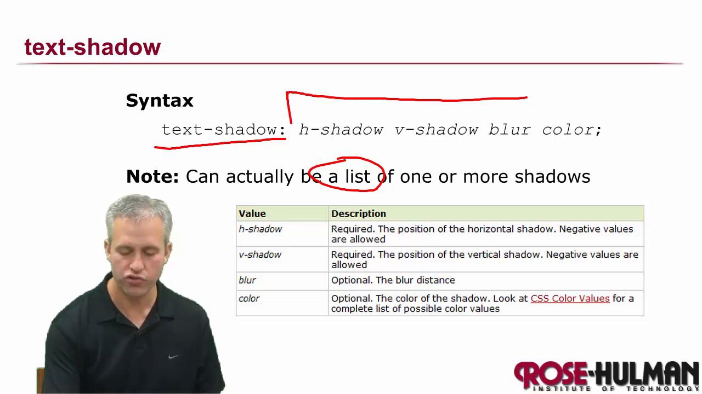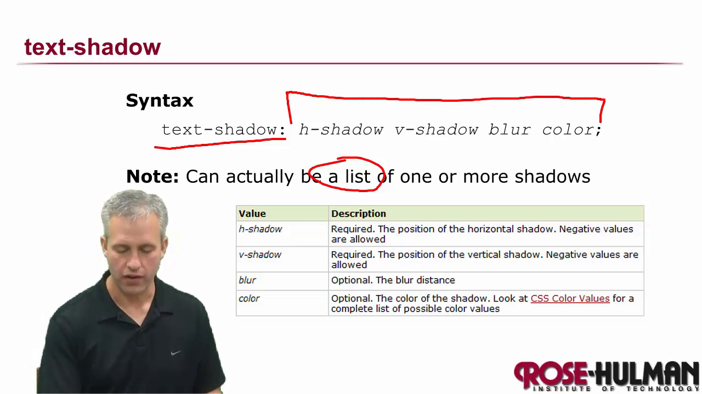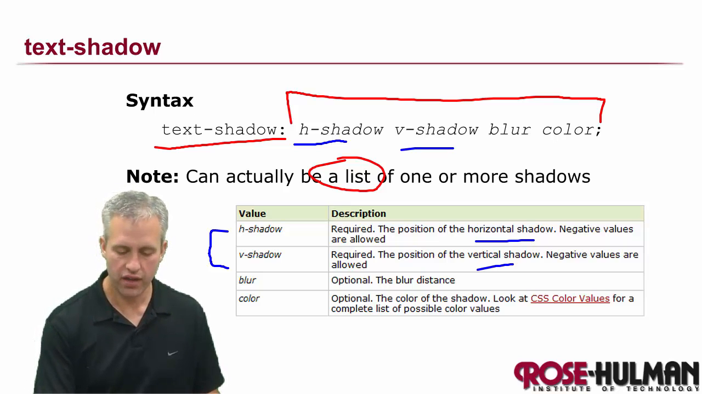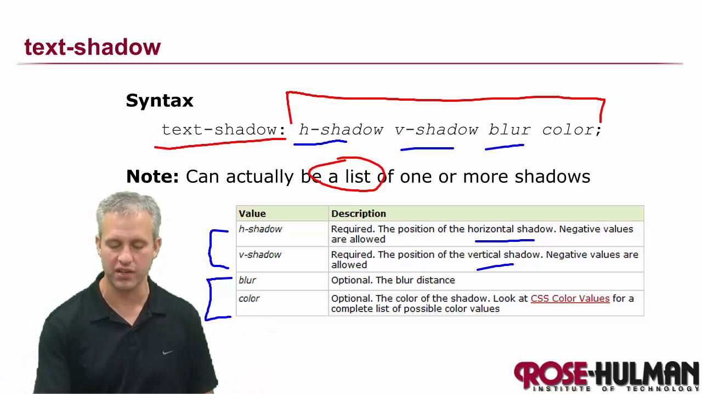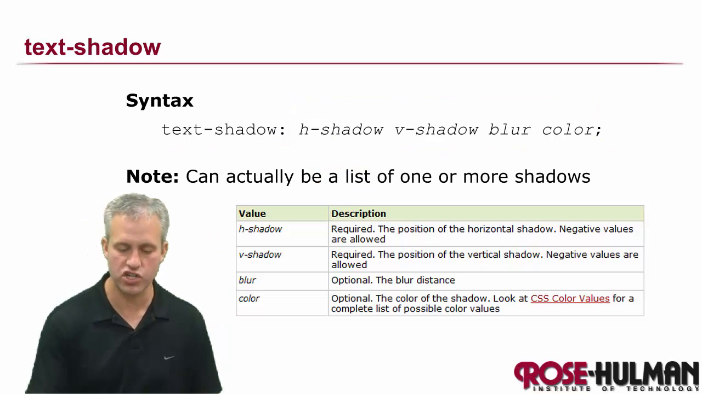Each shadow should consist of 4 properties. Of these 4 values, 2 are required. The ones that are required, you can read this, are the horizontal and vertical position. And then you could also specify the amount of blur that you want with it. You can play with this to see what the amount of blur means. And then you can make it any color you wanted. So this is the text shadow.